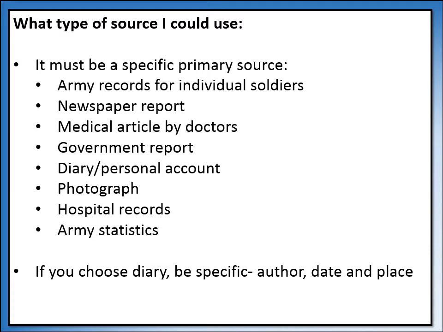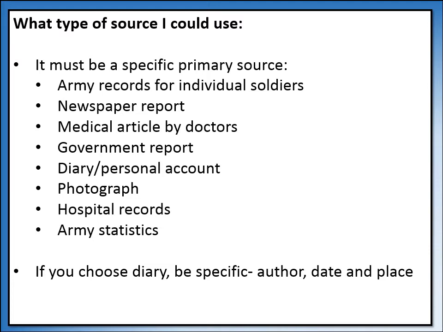The list that you've got here is something for you to have at your disposal. You're really going to want to learn these off by heart, and you're also really going to want to know the kind of information that these things could give you. So anything from army records for individual soldiers, a newspaper report, a medical article by doctors, a government report, a diary or personal account, a photograph, hospital records, or army statistics.